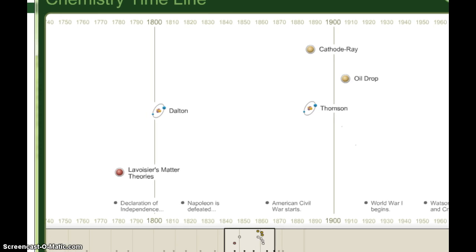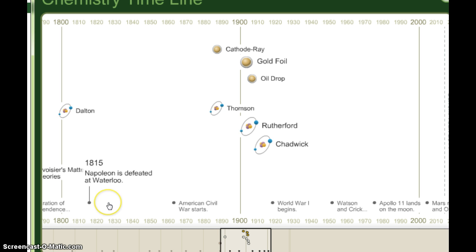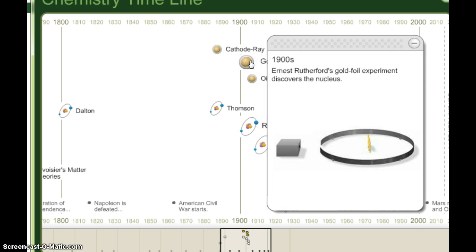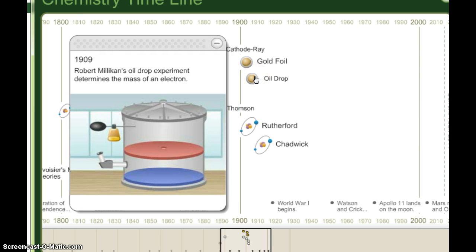All right, so we got our timeline here. We had Dalton back here in 1800, Napoleon, the American Civil War, the 1900s. We got our cathode ray: J. J. Thomson's cathode ray experiment provides the existence of electrons. In the 1900s, Ernest Rutherford's gold foil experiment discovers the nucleus. And in 1909, Robert Millikan's oil drop experiment determines the mass of the electron.